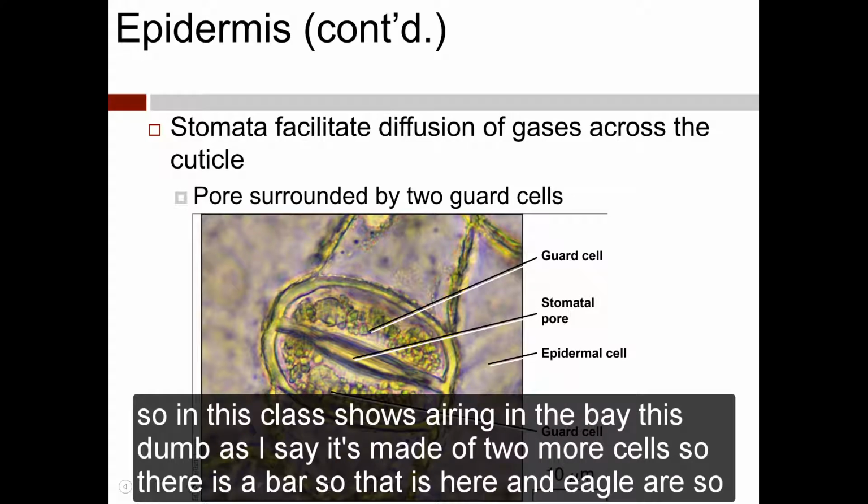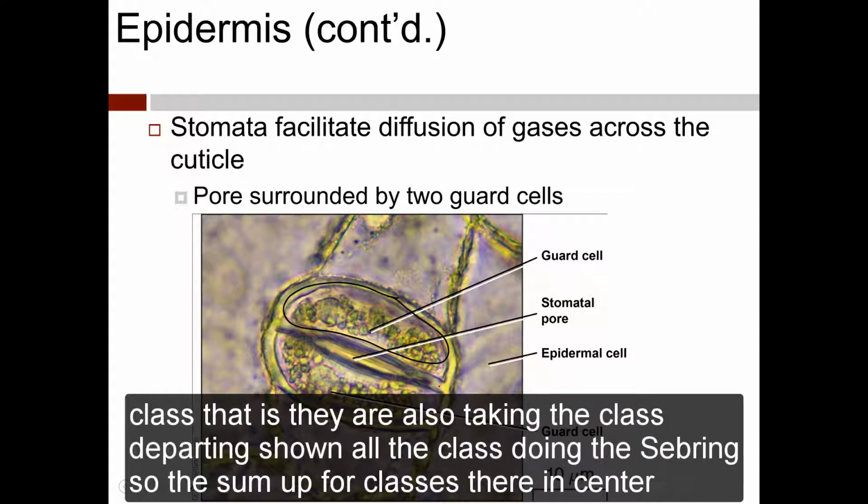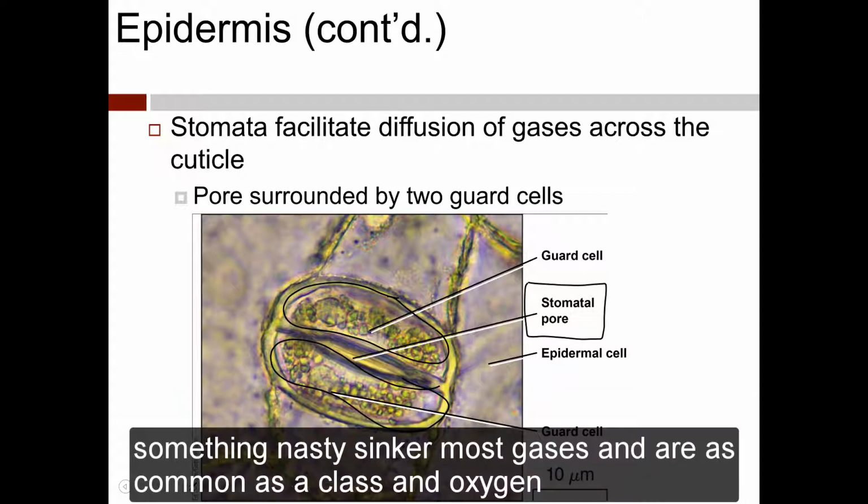So this shows yet again the stoma. So I say it's made up of two guard cells. So there is a guard cell that is here and a guard cell that is there. Also pay attention to the color being shown. I hope you do indeed see green. So this stomatal pore is there in the center, facilitating the exchange of those gases.